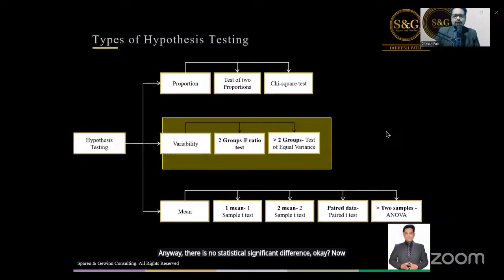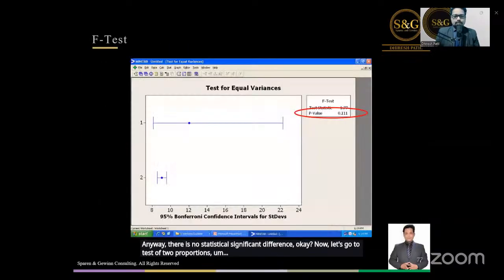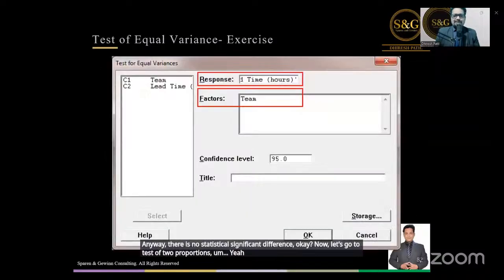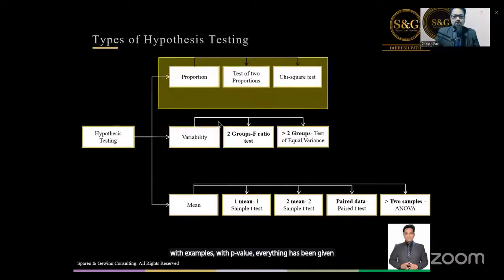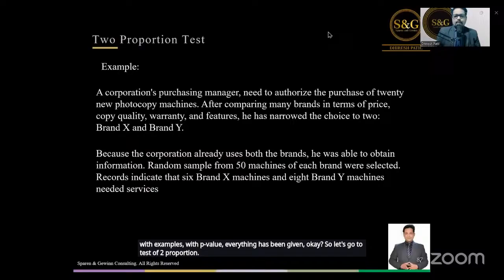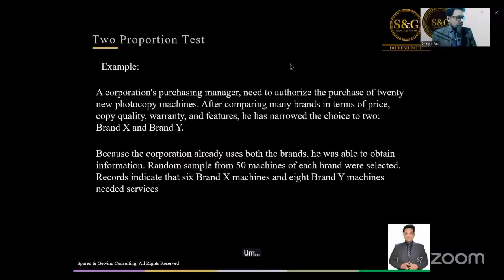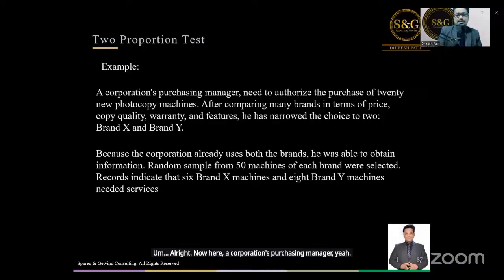Now let's go to the test of 2 proportions. All these things, with examples, with p-value, everything has been given. So let's go to the test of two proportions. All right. Now here, a corporation's purchasing manager needs to authorize a purchase of 20 new photocopy machines. So they want to purchase Xerox machines, I would say.